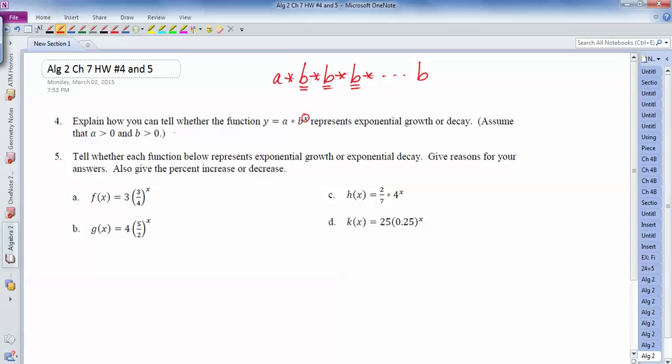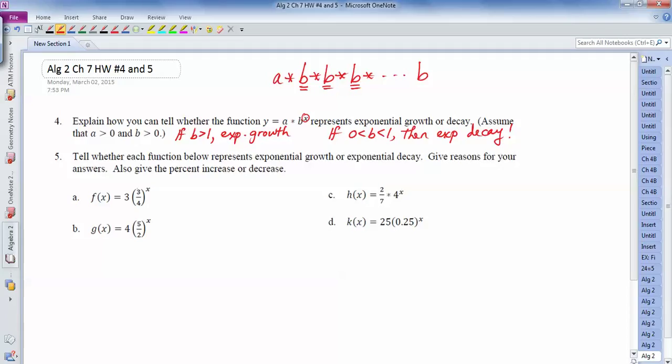So really what you've got here is if b is greater than 1, then we get exponential growth. And if b is between 0 and 1, then we get exponential decay. Okay, so that's 4.